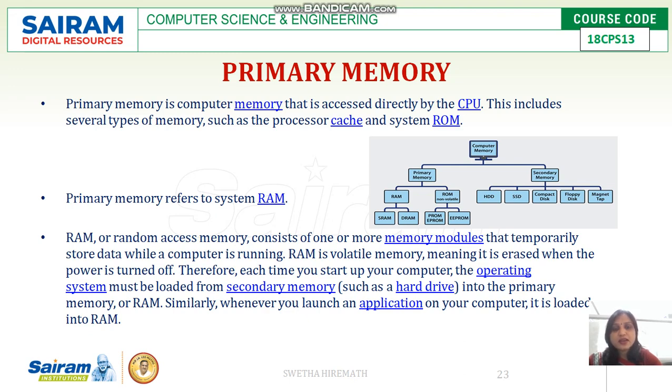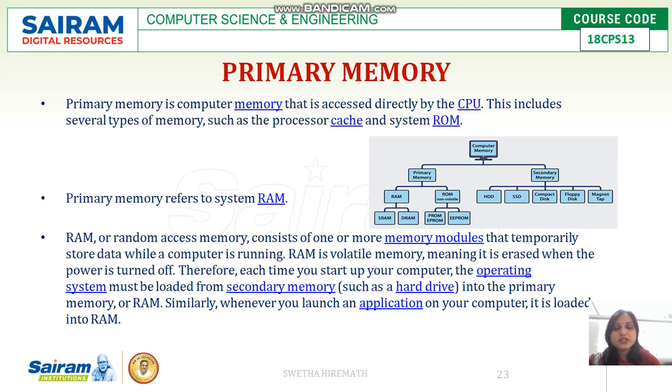RAM can be divided into static random access memory and dynamic random access memory, and ROM can be divided into different types like programmable read-only memory, erasable programmable read-only memory, then electrically erasable programmable read-only memory. Along with RAM and ROM, our processor consists of a small unit of memory called cache. It will be present within the processor.